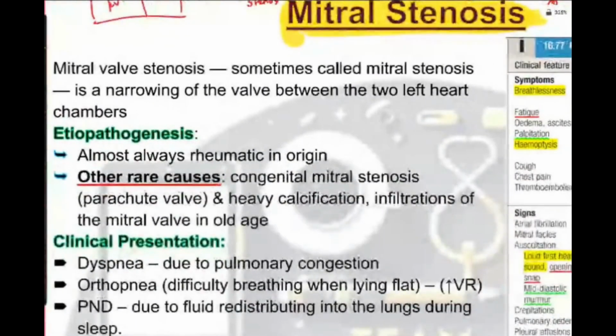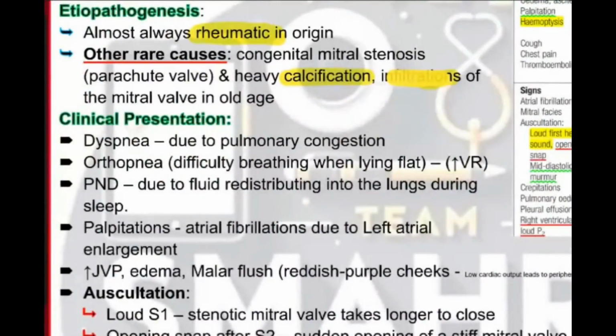Always remember, if you encounter a case of mitral stenosis, ask for childhood history of rheumatic heart disease. Almost all cases are rheumatic in origin. Other very rare reasons are some calcium buildup in the valve or some infiltrations in the valve leaflets like amyloid, SLE. But 99% of the cases are rheumatic heart disease.